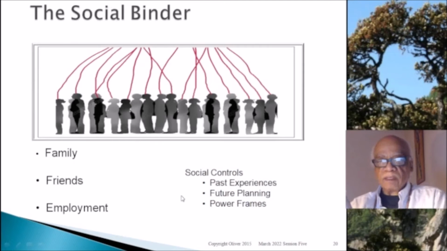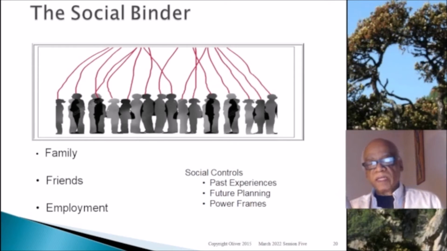Okay, so the final filter that I'd like to talk about briefly is what I call the social binder. What things in your social context are limiting you? And these, again, are stored on your timeline. Things about your social interactions stored in your past will determine what you do in the present and what you will do in the future.